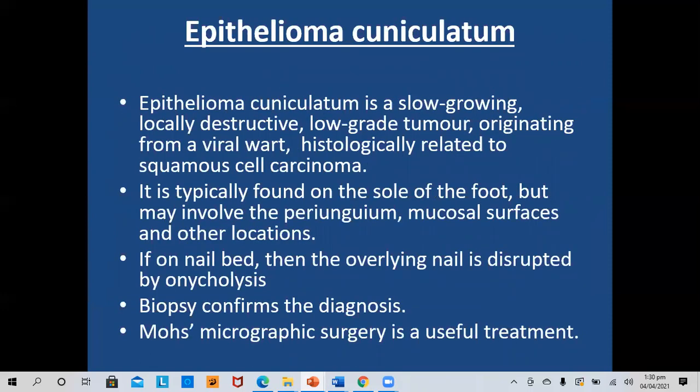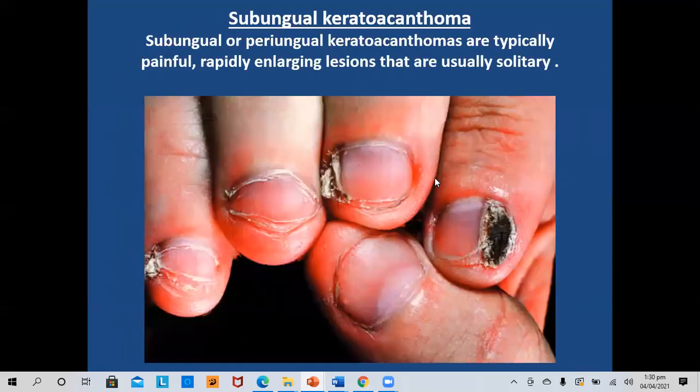Epithelioma cuniculatum is a slow-growing, locally destructive, low-grade tumor originating from a viral wart and histologically related to SCC. It is typically found on the sole of the foot, but may involve the periungual region, mucosal surfaces and other locations. On the nail bed, the underlying nail is disrupted by onycholysis. Biopsy confirms the diagnosis, and Mohs micrographic surgery is the treatment.